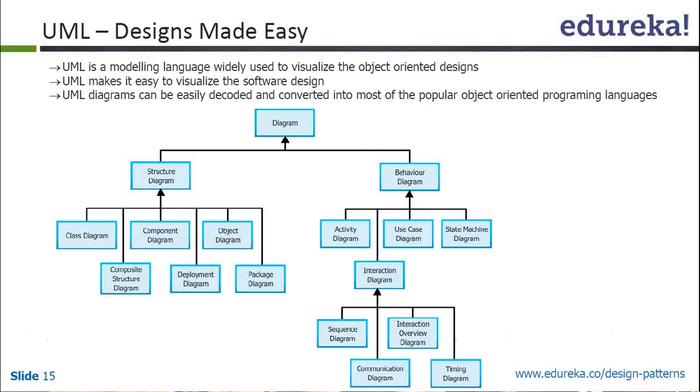Now remember that not all these diagrams are useful in a given context. For example, if you are not going to do any real-time system development, you may not even worry about a timing diagram. It may not add value to your design. But there will be places where you would want to use, let's say, a sequence diagram showing how the sequence of call flows happen in a particular use case realization.